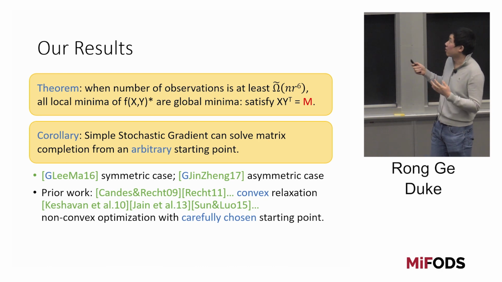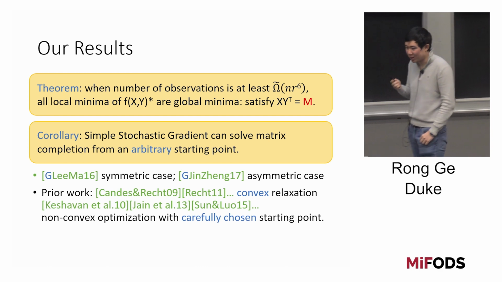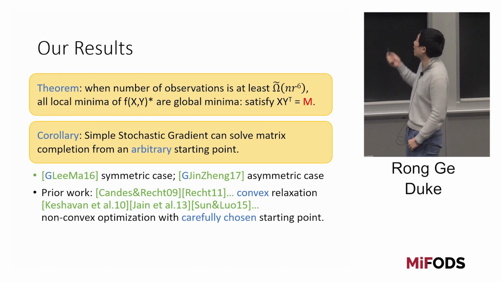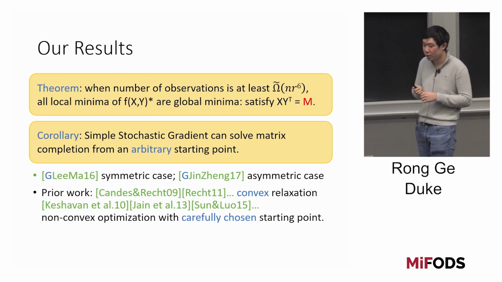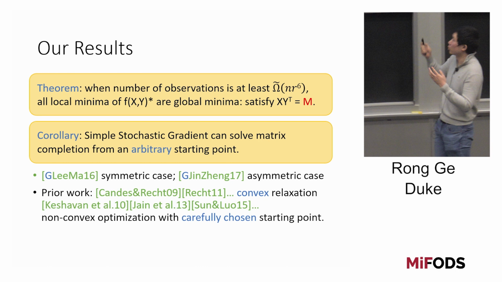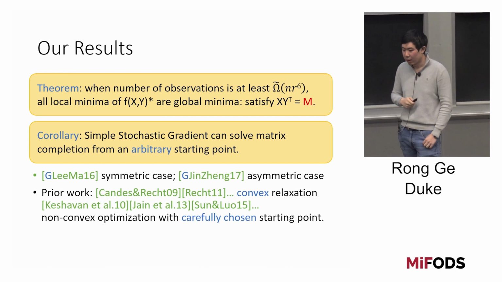The second set of results analyze non-convex optimization algorithms, but they require you to use a carefully chosen starting point. They also have better dependency on rank, I would say. The second type of results usually have dependency n times r squared. Of course, improving n times r to the 6 is an open problem.